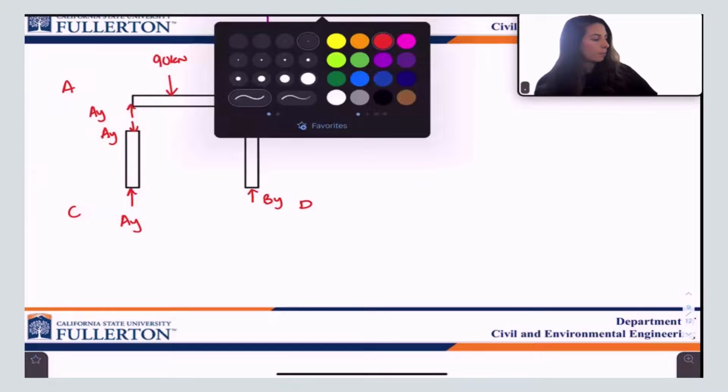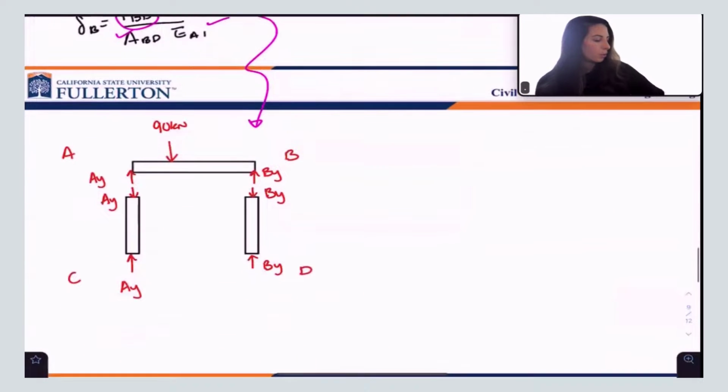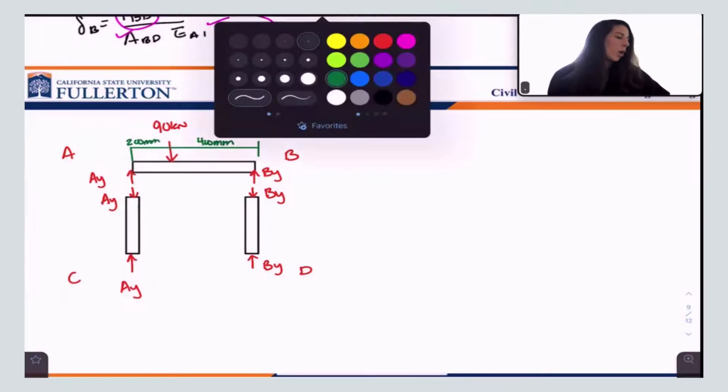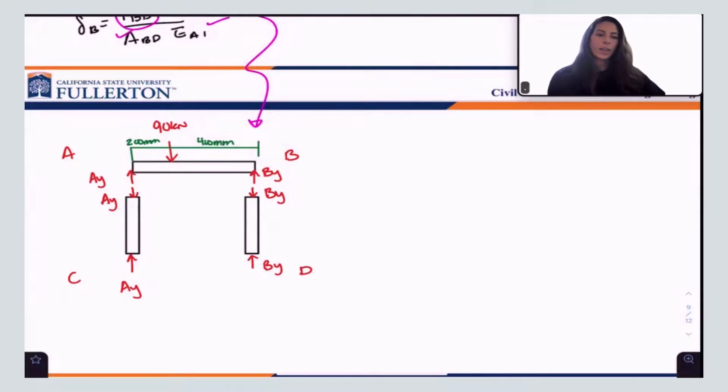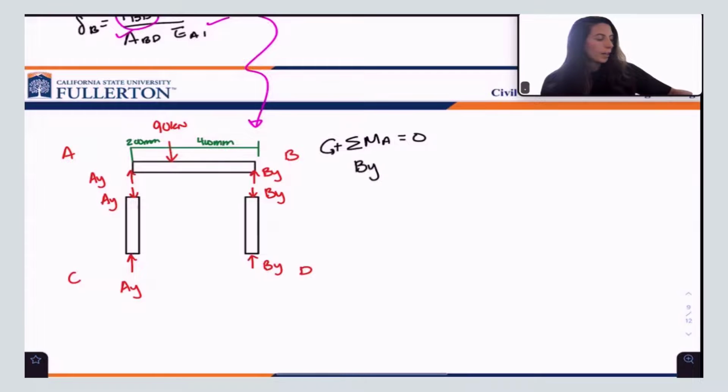If that's the case, now we can use this information. Let me put the dimensions on the top member here. So we had 200 and 400 millimeters. What can we do to figure out AY and BY? We can use our equations of equilibrium and sum moments about point A, set everything equal to 0, say counterclockwise is positive, and we can say that BY times a moment arm of 600 millimeters minus 90 times a moment arm of 200 millimeters.